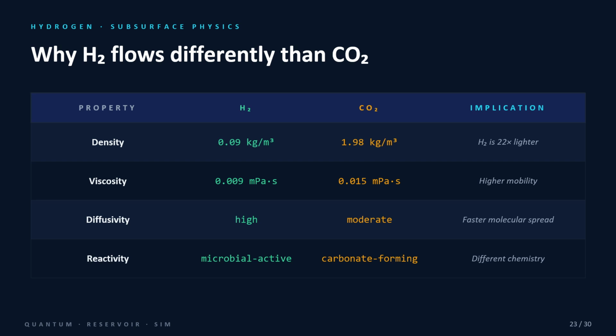Hydrogen behaves very differently from CO2 underground. Hydrogen has much lower density than CO2. This means buoyancy effects can be strong, and hydrogen may tend to migrate upward if containment is not sufficient. Hydrogen also has low viscosity, which can make it highly mobile in porous media. Its molecular diffusivity is high, so it can spread faster at the molecular scale. Hydrogen can also participate in microbial reactions. Certain microbes may consume hydrogen and produce methane or hydrogen sulfide. This can reduce storage efficiency and affect gas purity.